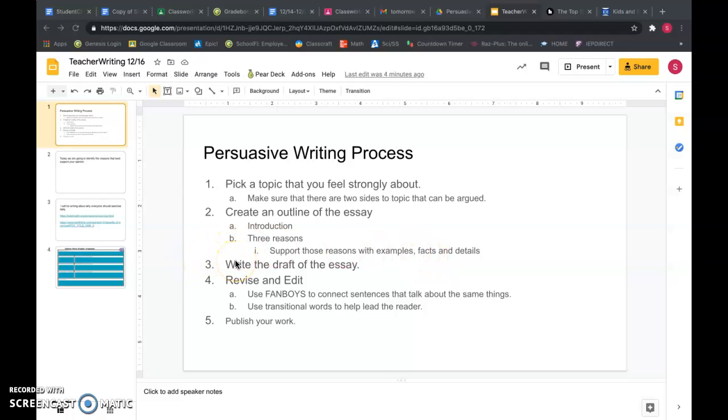Then we're going to put it all together and we're going to actually draft that essay. Then we're going to revise and edit using fanboys and transitional words. And then we're going to officially publish our work. So we're going to be working on, if you haven't picked your topic yet, you definitely want to pick 1 or at least 2 topics to work on. And then we're going to work on our introduction.